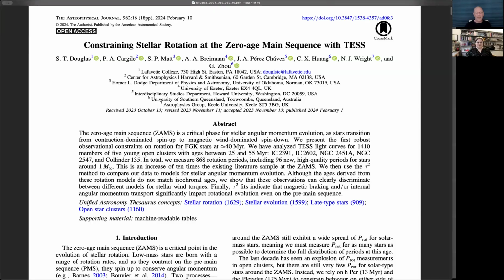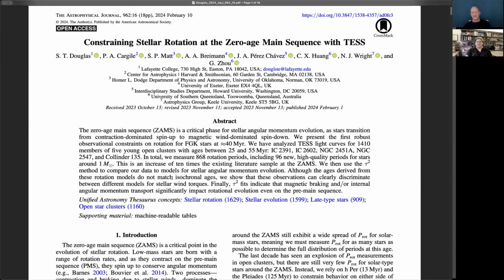Very nice. Very cool. And Stephanie, what do you like to do for research? So my research focuses on the rotation of sun-like stars and lower mass stars, in particular calibrating the evolution of rotation with open clusters. Very cool. And that is going to bring us to this very awesome ApJ article. It is open access. It's the open access era, people. Go grab a copy for free. Constraining Stellar Rotation at the Zero Age Main Sequence with TESS. And Stephanie, take us away.